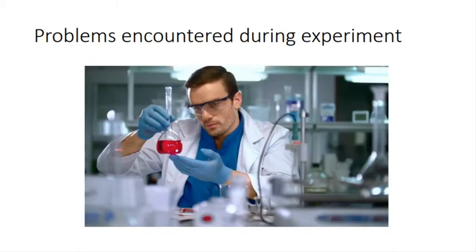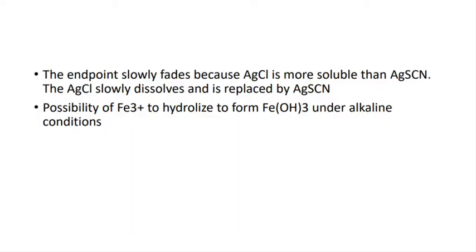Problems encountered during the experiment of the Volhard method. The end point slowly fades because silver chloride is more soluble than silver thiocyanate. The silver chloride slowly dissolves and is replaced by silver thiocyanate. Nagkakaroon ng interaction, nagkakapalit sila ng purpose within the experimentation. So, ano yung pwede nating gawin?